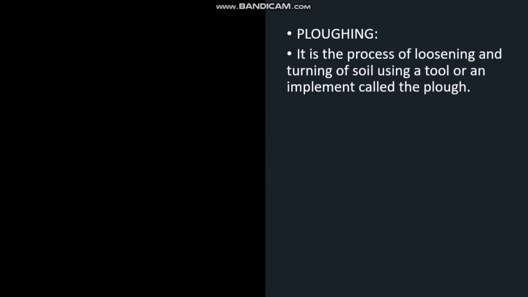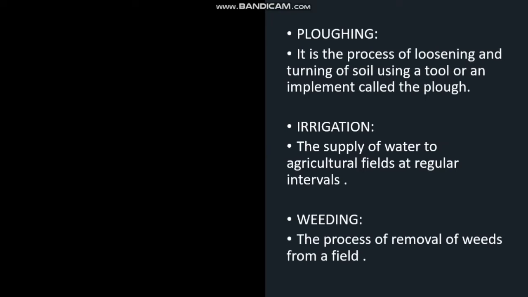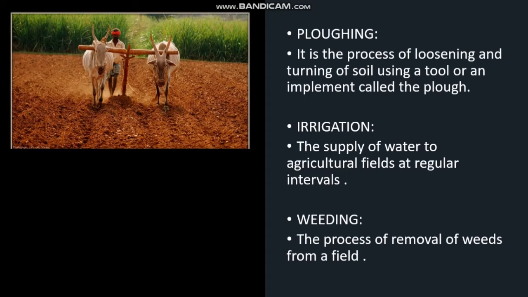Ploughing. It is a process of loosening and turning of soil using a tool or an implement called the plough. Irrigation. The supply of water to agriculture fields at regular intervals. Weeding. The process of removal of weeds from a field.